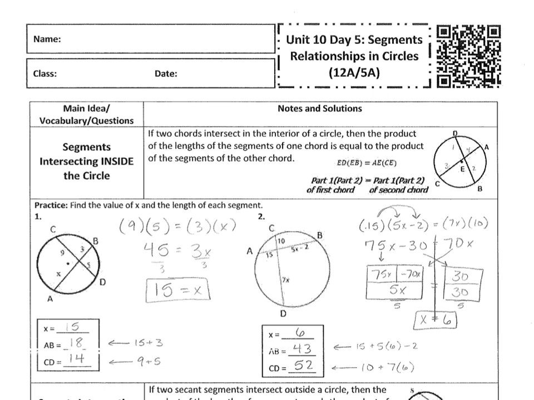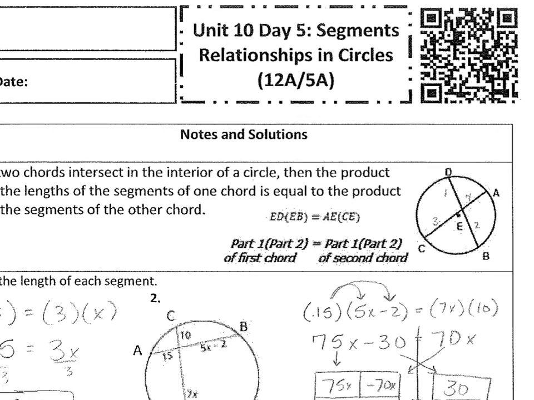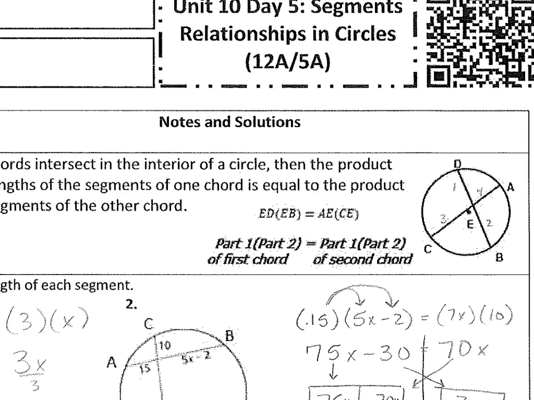The first relationship we're going to study is segments inside the circle. If you notice the definition right here, we have a circle where the segments are intersecting inside the circle. So we're no longer looking just at the angles and the arcs. We're going to be looking at the segments. Now, the relationship between these segments that are intersecting in the circle is as follows. Part 1 multiplied by part 2 will be equal to part 1 of the other chord multiplied by part 2.